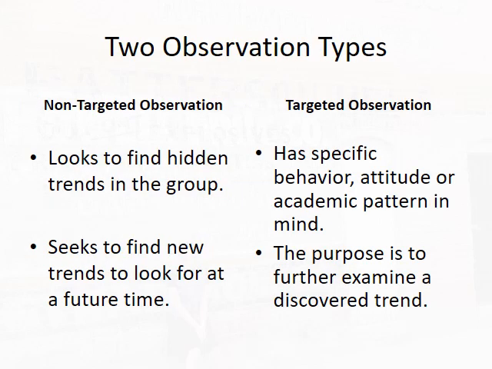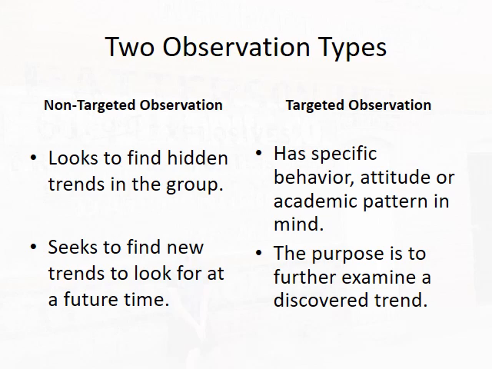So the first two types of observations that you can certainly key in on are a non-targeted observation and a targeted observation. They serve very, very different purposes, and many times when I am observing a class, not so much for research, but just for other roles that I play within my school, I like to use these in tandem. The non-targeted observation basically says that you're going to walk into a classroom and observe what is happening without having any preconceived ideas of what you're looking for.